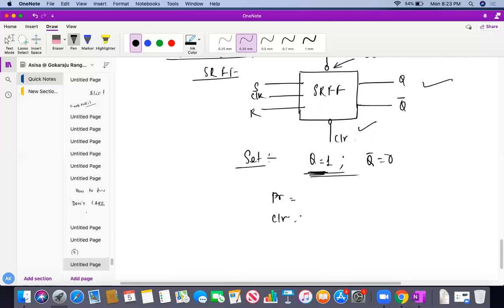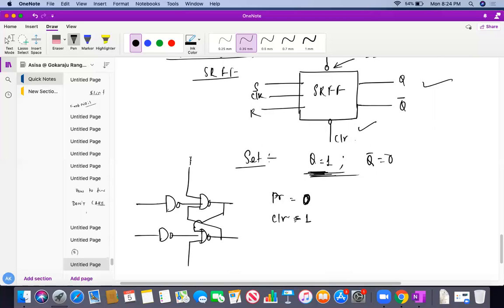Do you all understand my question, students? Very simple. If you get clear equal to 0, I'll be getting reset. If preset equal to 0, I'll be getting set. So if I put preset equal to 0, I'll get Q equal to 1. If I put preset equal to 0, then obviously I have to make clear equal to 1. Am I correct? If I put clear equal to 1, just see here. If you are having any doubt, you can do this diagram and justify it. Very simple. You just do this.